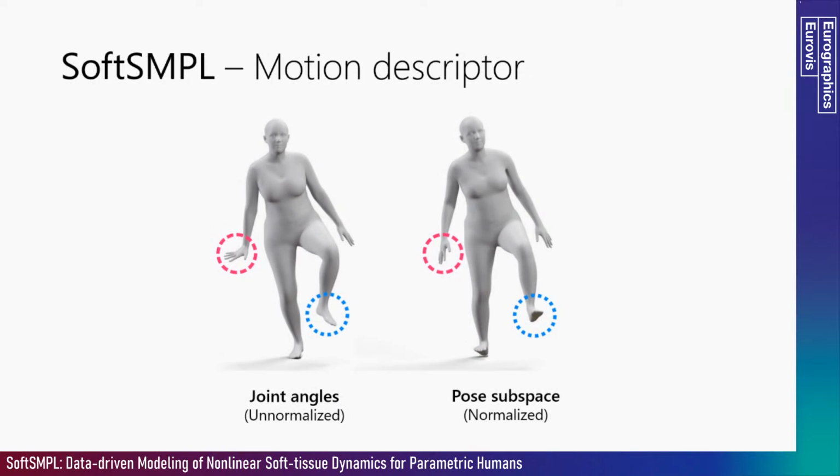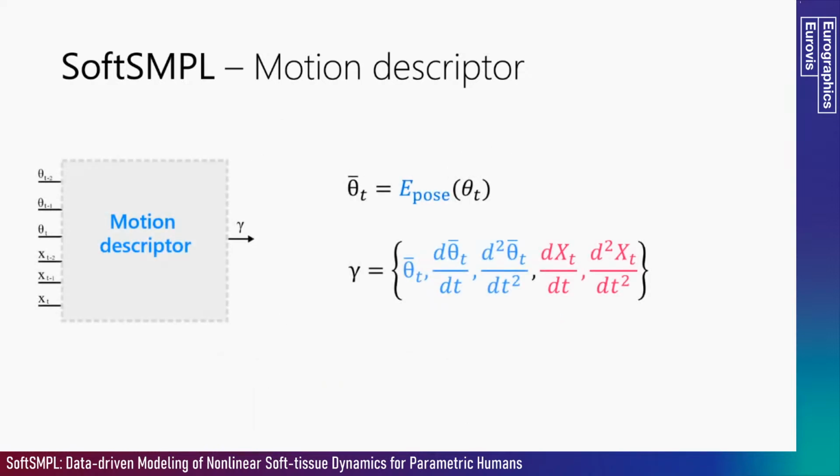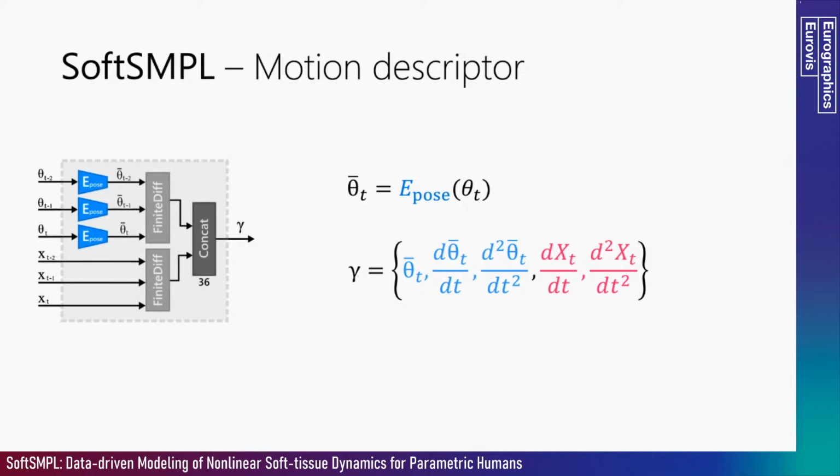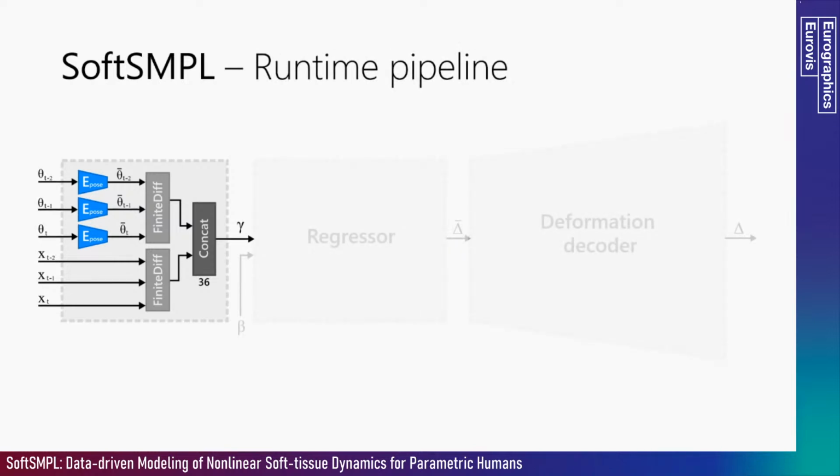For visualization purposes, here we show a pose before and after being projected to the pose subspace. The result still maintains the overall structure of the pose, while normalizing certain features such as the position of the hands and the feet. At runtime, we build the motion descriptor gamma by projecting the current pose to the subspace, and computing velocities and accelerations using finite differences. We also include velocities and accelerations of the global translation, represented here as x. This is equivalent to the following diagram, in which the blue boxes represent the previously shown pose encoder. And that's all about the motion descriptor.